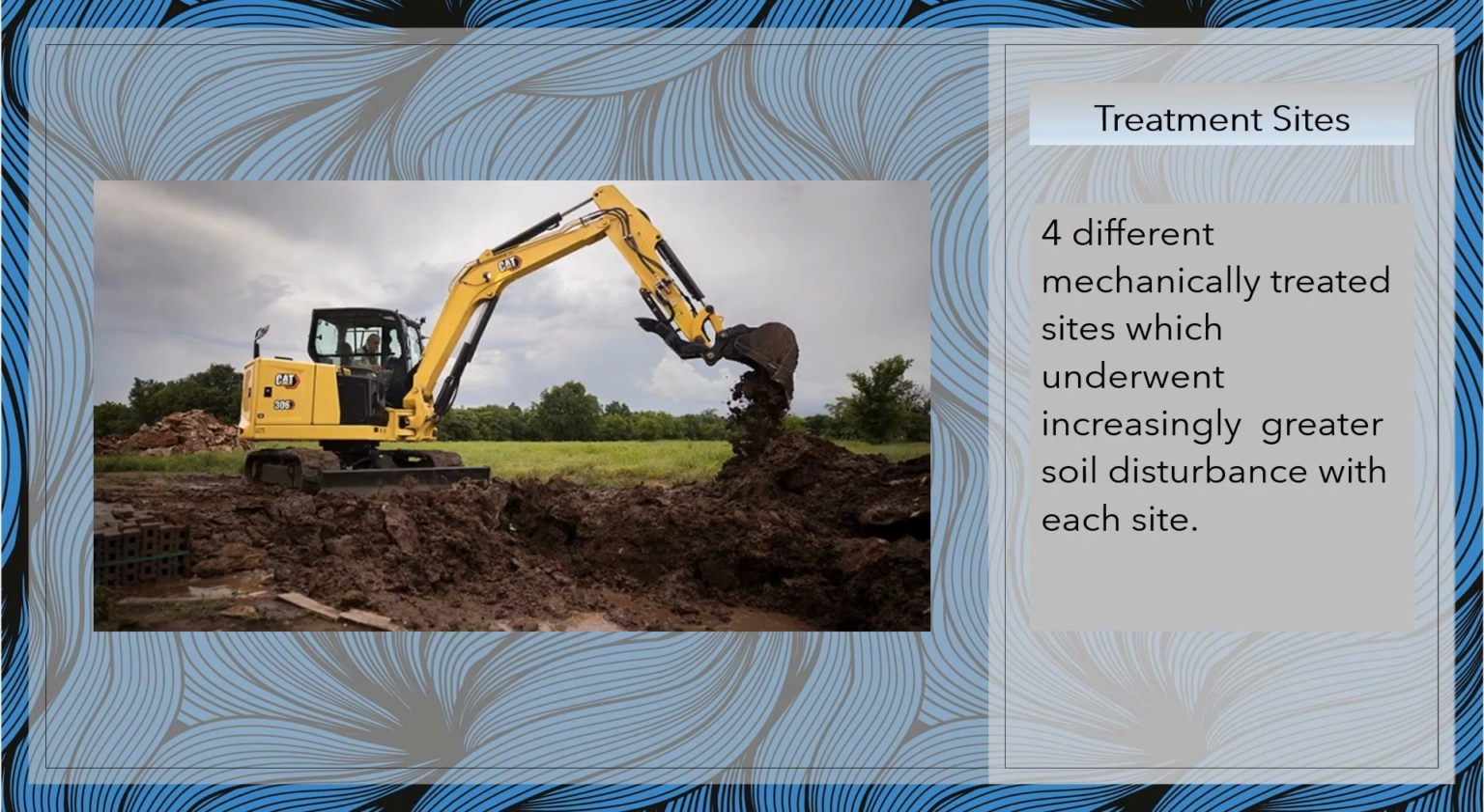There were 4 treatment sites, each of which had some kind of disturbance that they underwent. Each site had their vegetation mechanically removed, and then in the first site the soil was left intact. In the second site, the soil was disturbed to a depth of 30 centimeters. In the third site, the top meter of soil was removed, mixed up, and then returned to the plot. And in the last site, the first meter of soil was removed, and then the second meter of soil was also removed. They were switched and then put back into the treatment site.